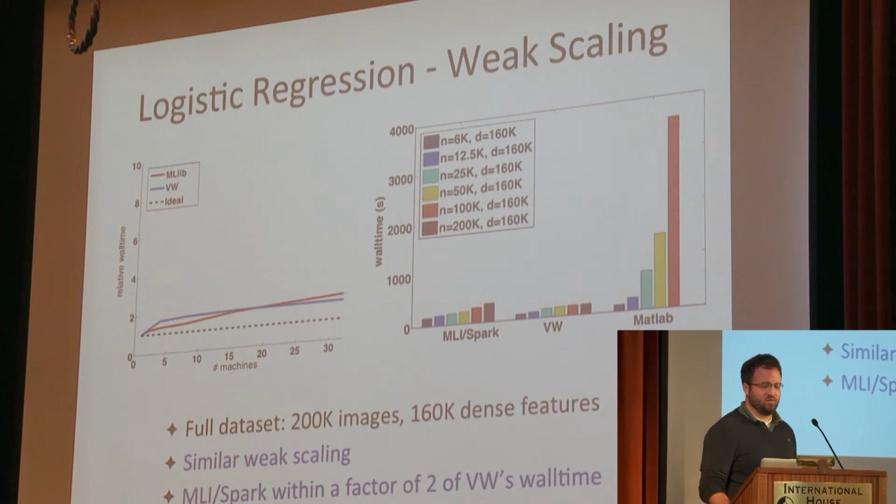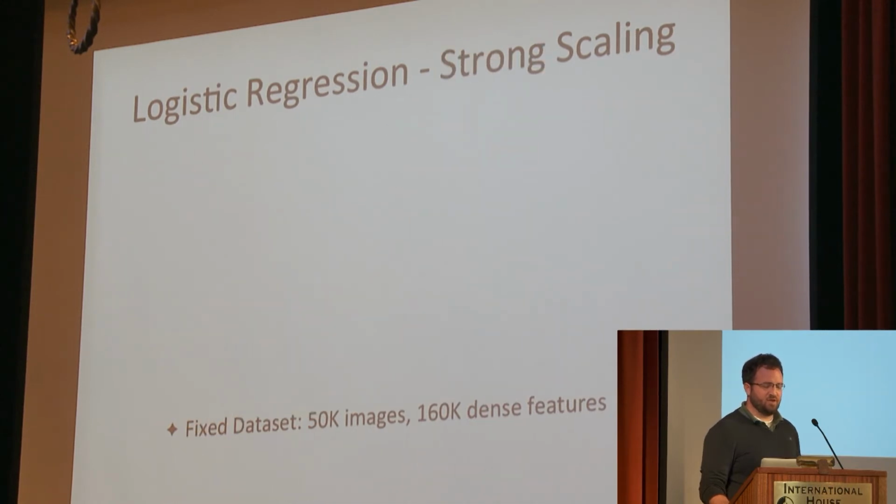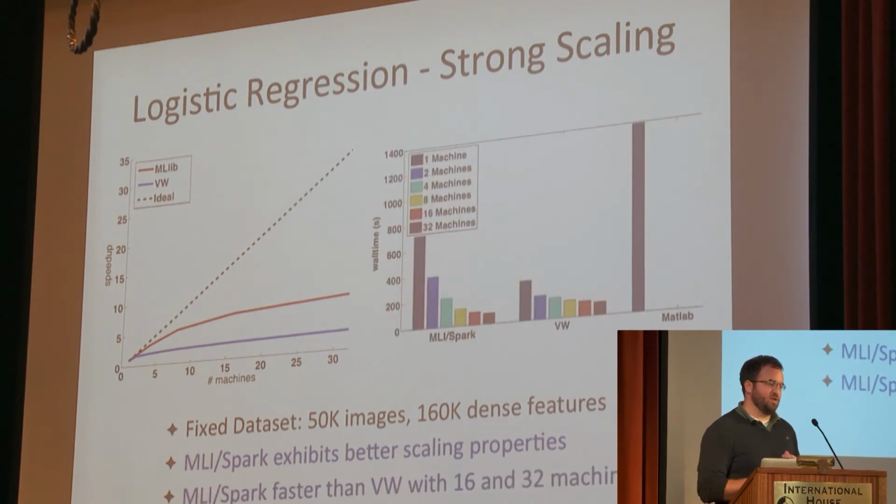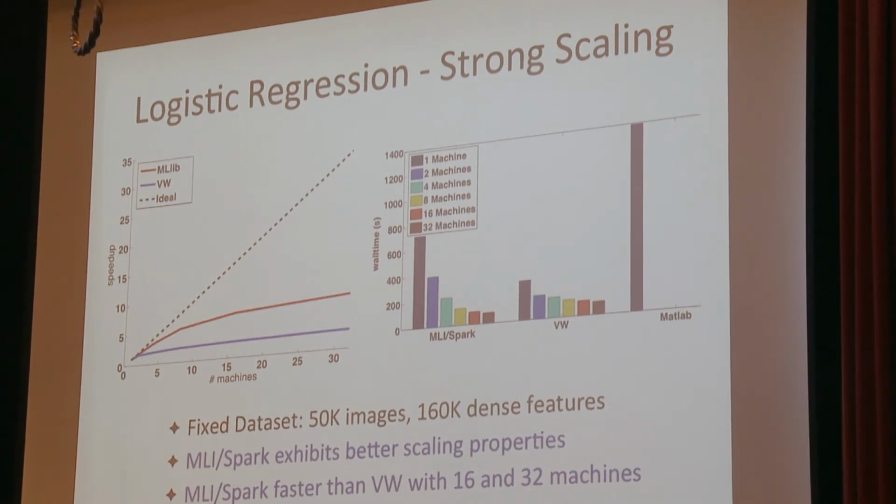And of course, MATLAB, we're only running on one machine, but at some point the problem just gets too big for MATLAB. So the second piece is strong scaling. And this is, again, we want to see nice linear speedup here. We don't quite see that at all with VW, which is a little surprising. We see a better story with MLlib. We get better scaling in the strong scaling experiment, and actually we get to the point where we're faster than VW for this particular task as the cluster gets to 16 and 32 machines. And again, it's not really fair to compare MATLAB beyond one machine in this particular case.